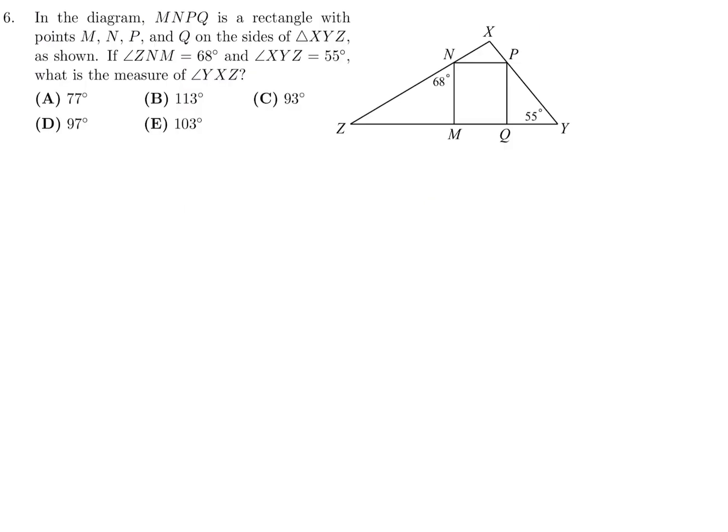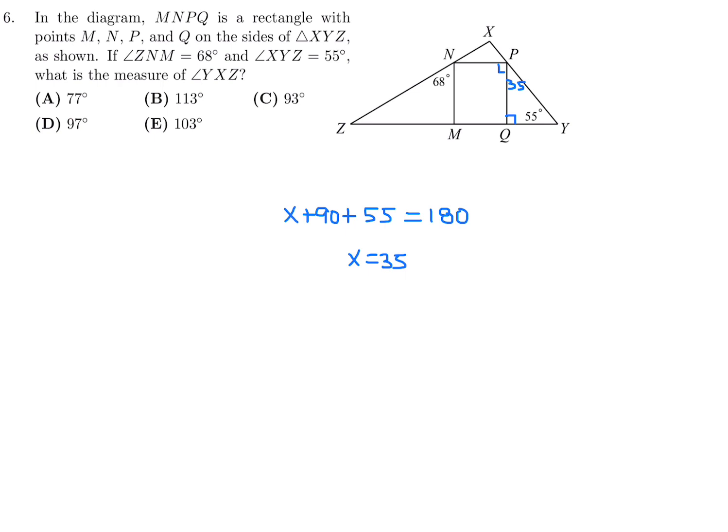In the diagram, MNPQ is a rectangle with points M, N, P, and Q on the sides of triangle XYZ, as shown. If angle ZQM is 68 and angle XYZ is 55, what is the measure of angle YXZ? All right, so this is a right angle right here, so we can easily figure out that angle in there. That angle, if I can call it anything really, X, let's say, right here, X plus 90 plus 55 is equal to 180. And when you solve for that, you get that X is equal to 35. So we can plug 35 into there. Right here, 35, that angle.